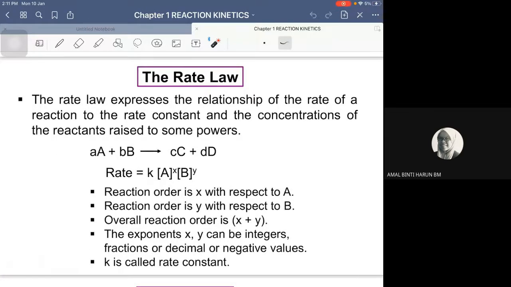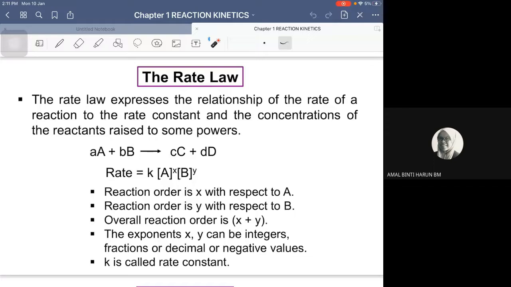Now, we move to the next part of the reaction rate, which is the rate law. What is the rate law? It expresses the relationship between the rate constant and the concentration of the reactant. While the concentration of the reactant is respect to their power. The power is the order respect to each of the reactant. So that means this is the X. X is the order respect to A reactant. Y is the order respect to B.